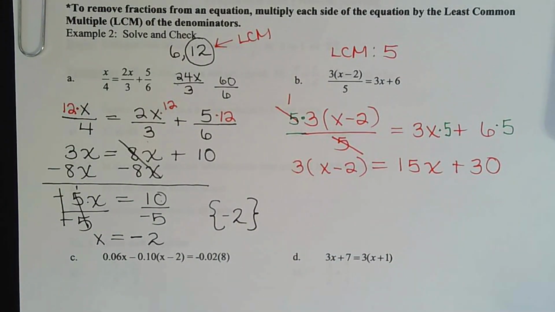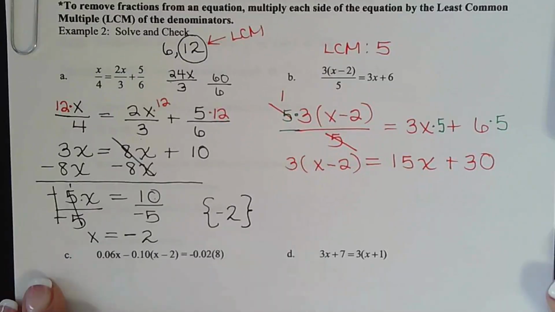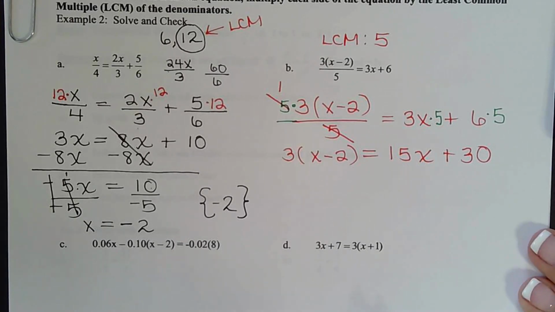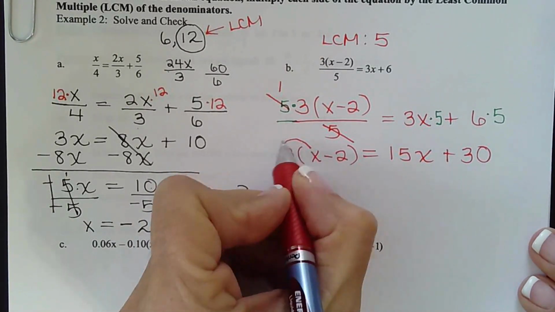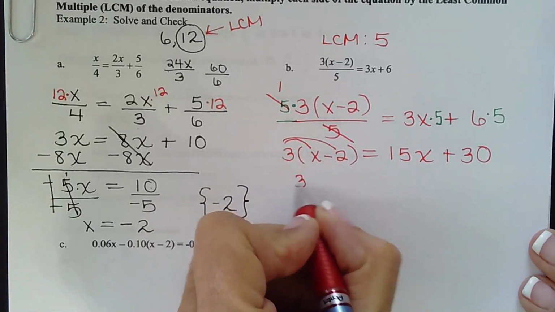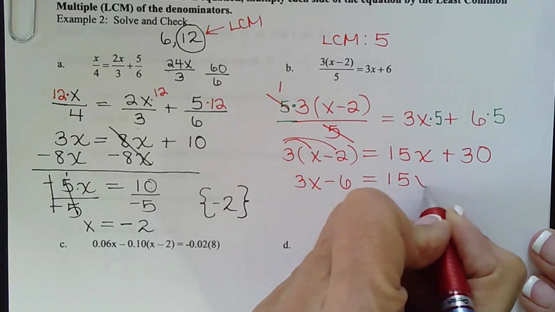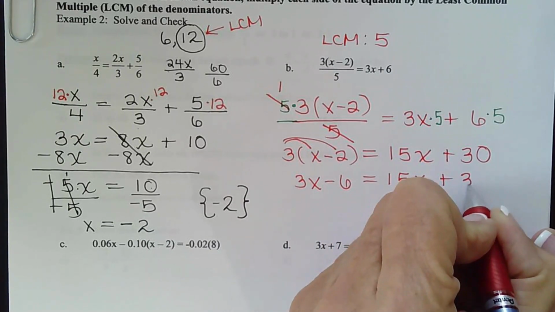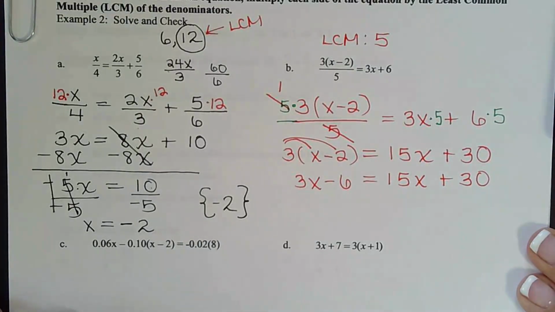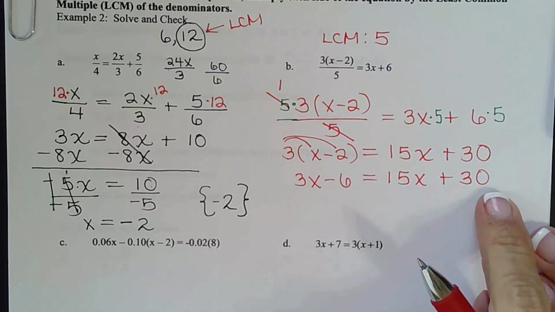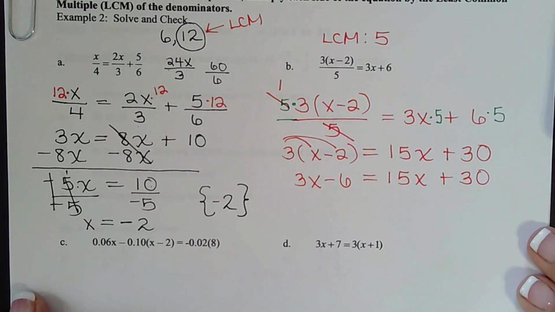So now I follow the original set of rules. The original set of rules was get rid of your parentheses first. So 3x minus 6. And now we're down to just a little teeny two-step problem. X's on the left, constants on the right. So that ugly mess just turned into this pretty little thing.